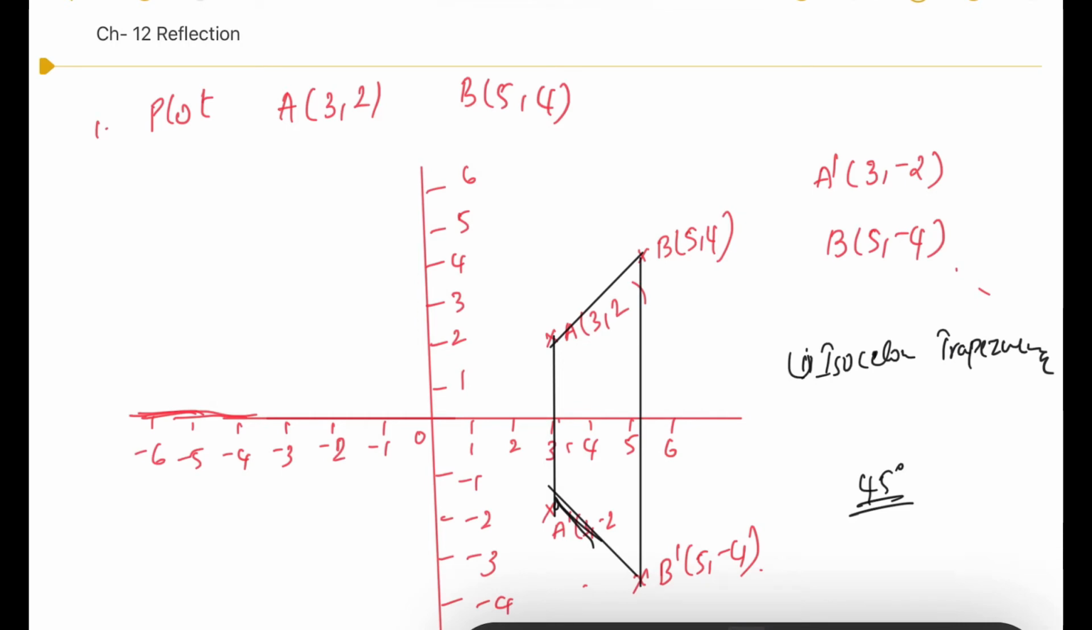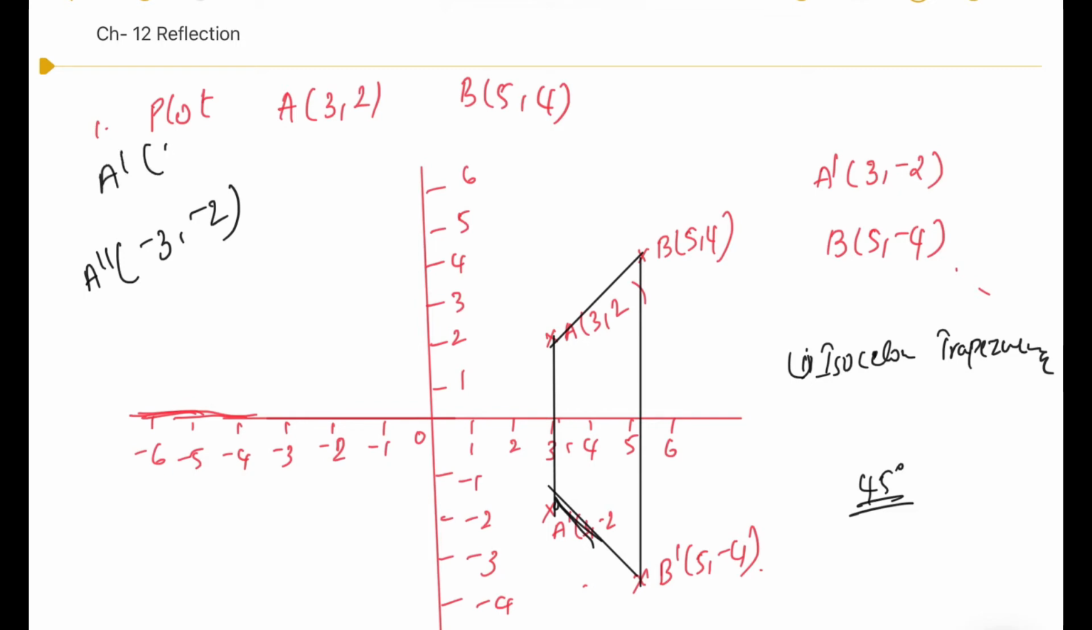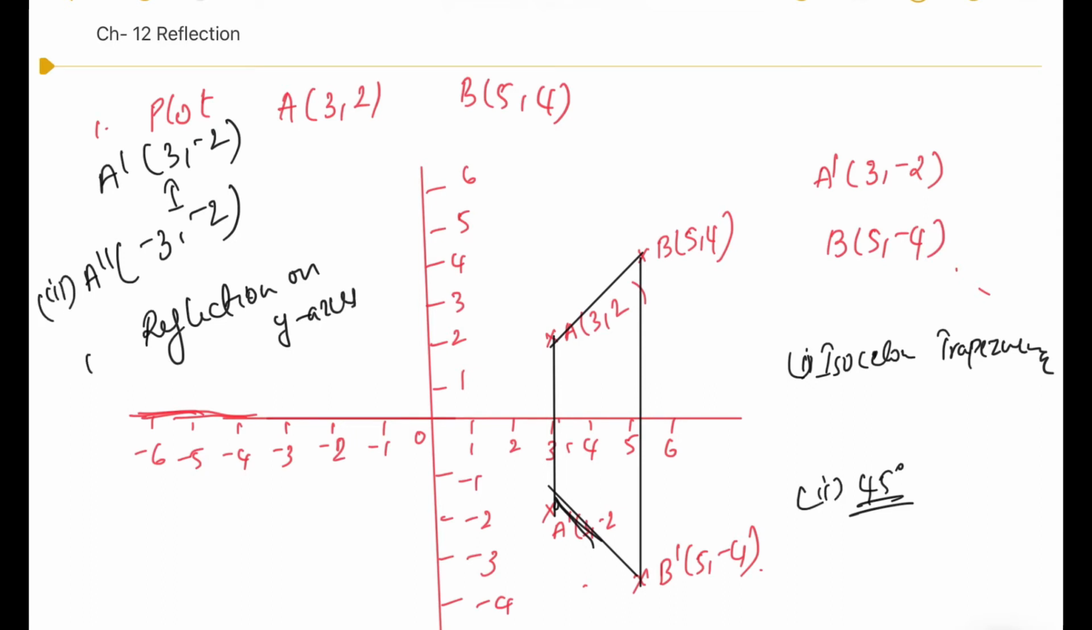Now the third sub question here is the image A double dash of A when A is reflected on the origin, right? You need to just write it. So A reflected on origin, A double dash will be (-3, -2). Okay, single transformation from A dash to A double dash. A dash, how much would we have got? (3, -2). So A dash to this will be reflection on the y-axis. Hope it's clear to you kids. This is how you plot it.